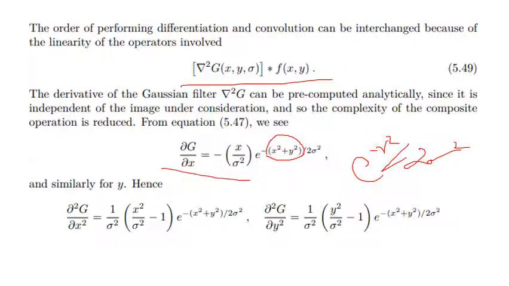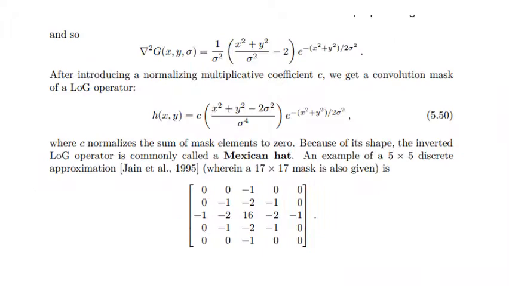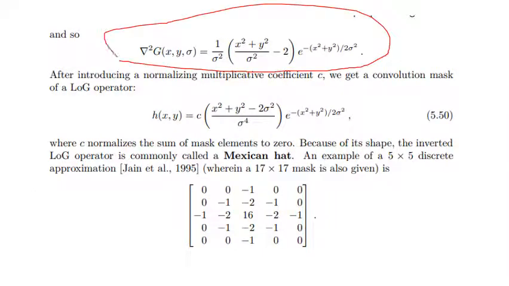What is meant by the Laplacian is that once we find G, we apply the Laplacian to it. The Laplacian is finding the partial derivatives: first the derivative with respect to x twice, and then with respect to y twice, and finally we sum them. Simple. We found the Gaussian, and then we found the Laplacian. After introducing a normalizing multiplicative coefficient, we can use a coefficient c, where c is nothing but 1 by sigma square.